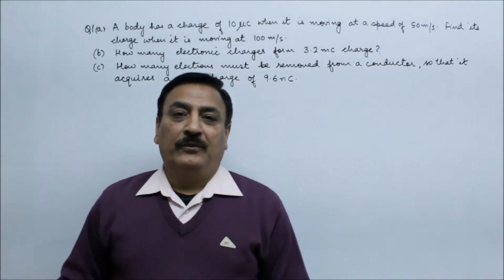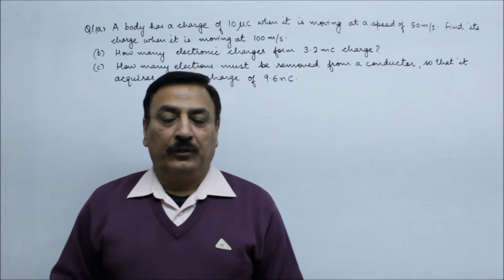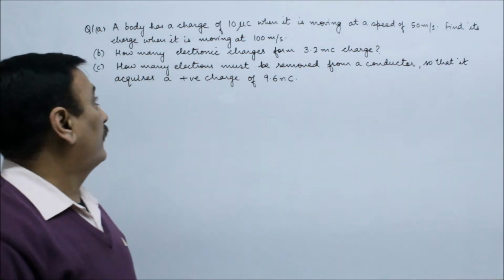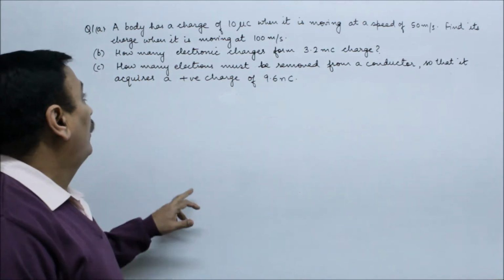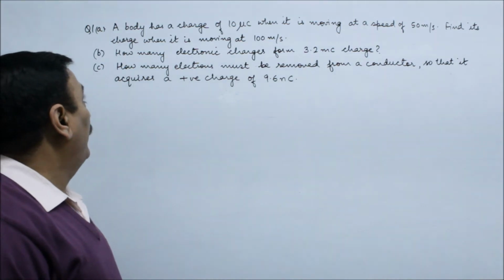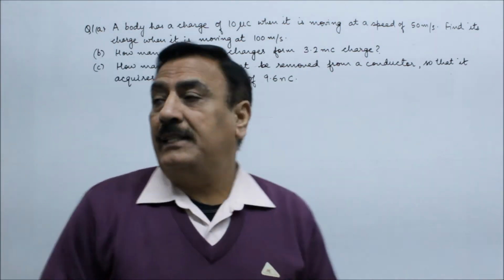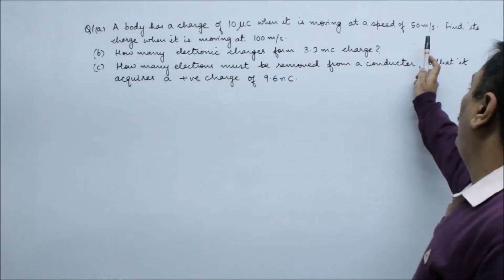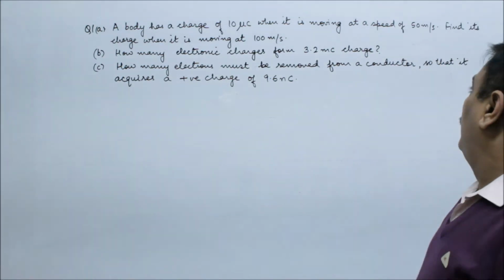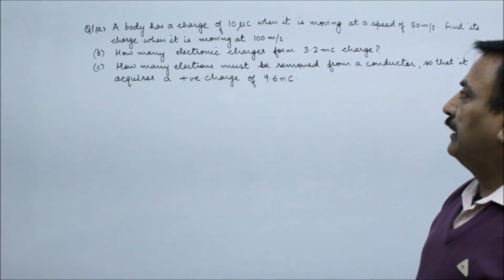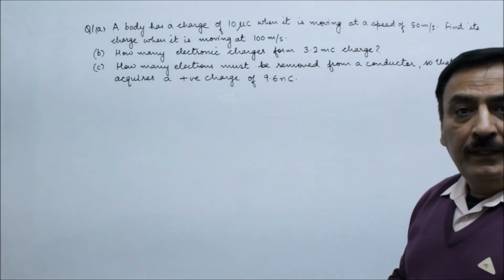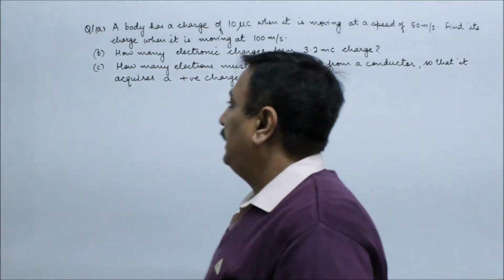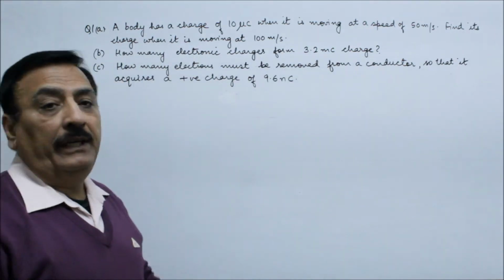Hello dear students, today we are going to start with the first question of electrostatics, electric charge and field. Now coming to question number 1a, a body has a charge of 10 microcoulomb when it is moving at a speed of 50 meter per second. Find its charge when it is moving at 100 meter per second. That means when the speed is double, what is the effect on the charge?